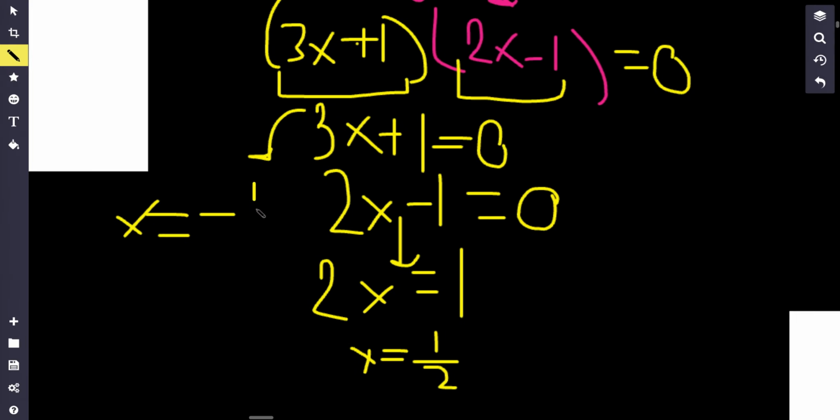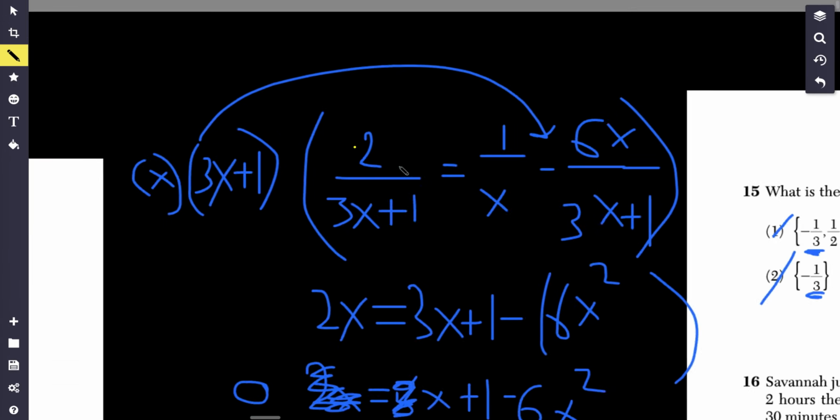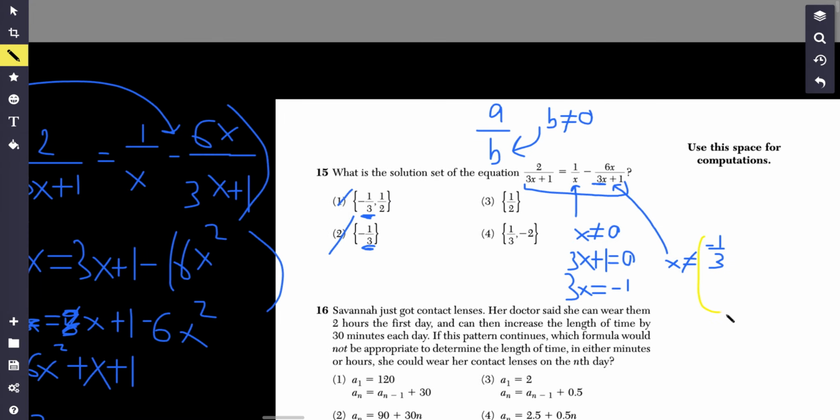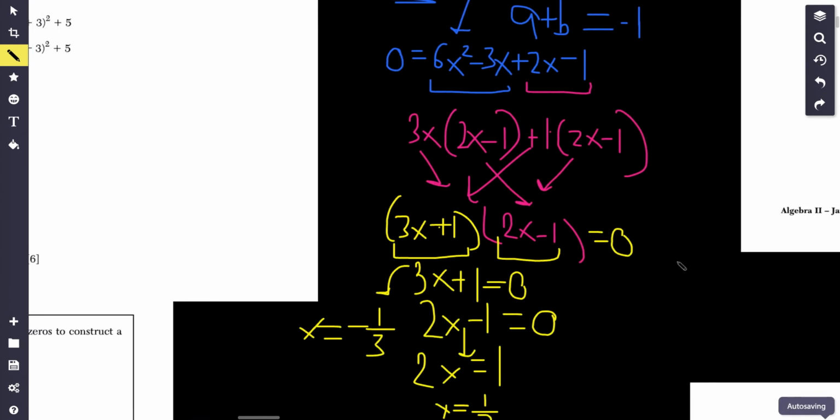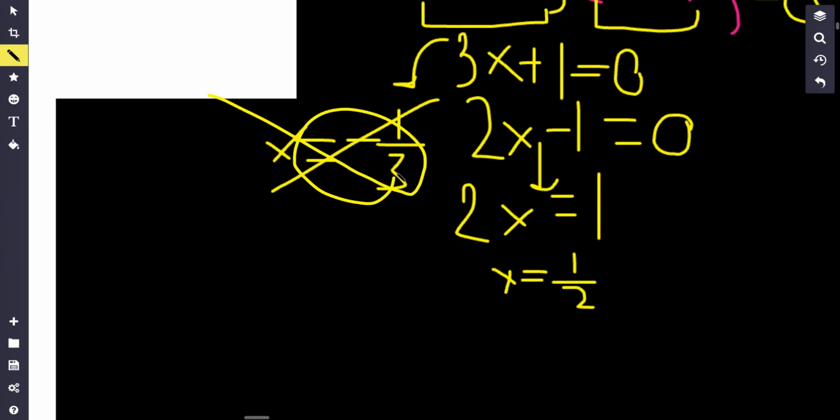However, remember back in the beginning, we said how x cannot be equal to -1/3. So actually this solution right over here is what's known as an extraneous solution, meaning that it doesn't work.